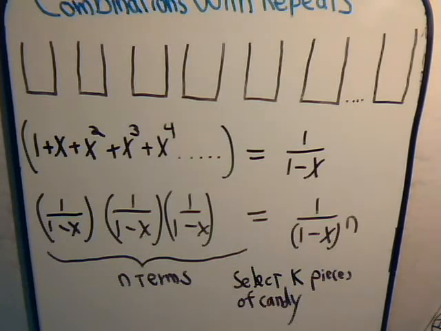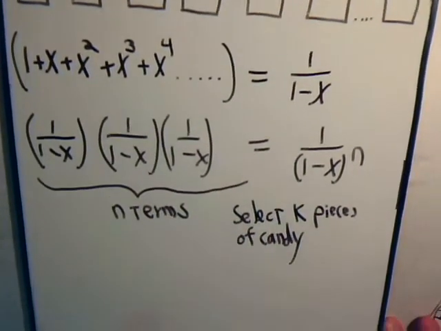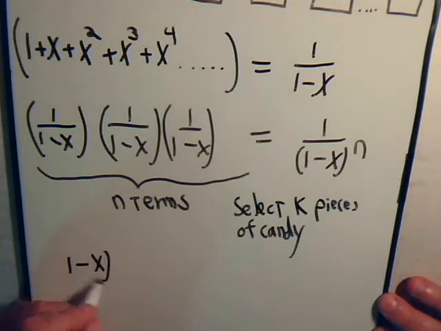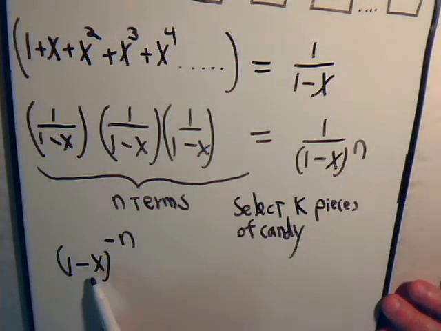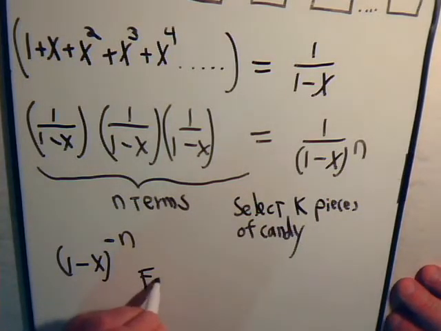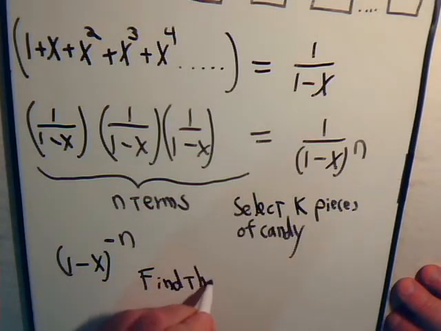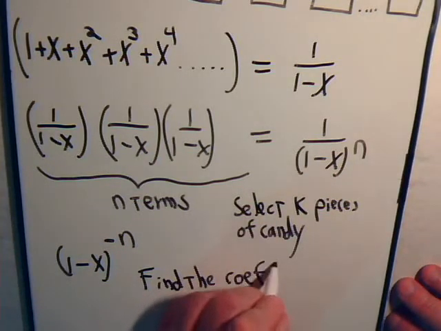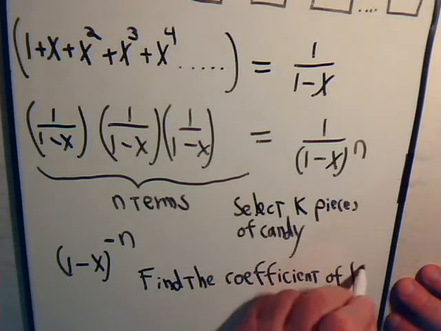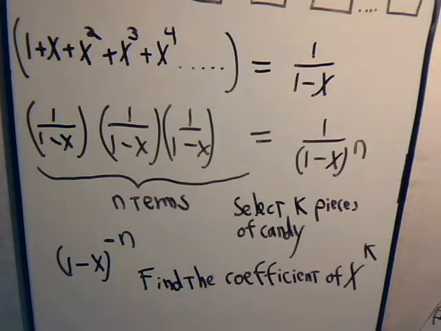How many ways can we do that? Then the answer to that is equal to this. Now in this expression, we need to find the coefficient of x to the k, just like we did in the previous videos with the simpler kinds of problems.